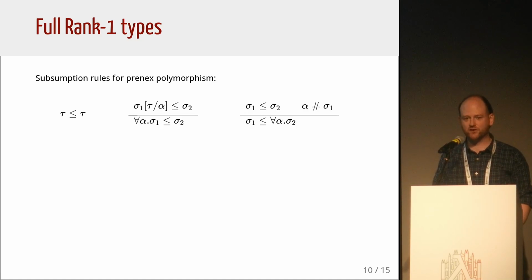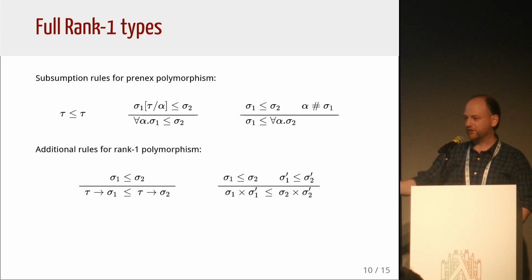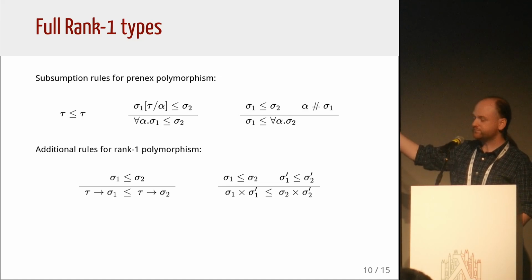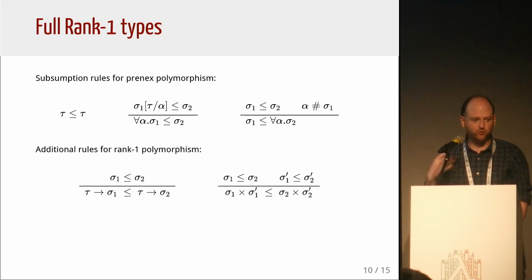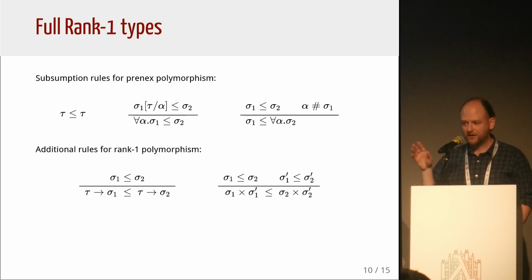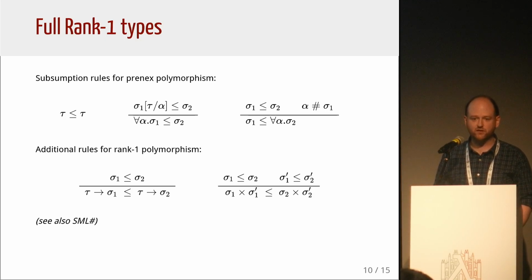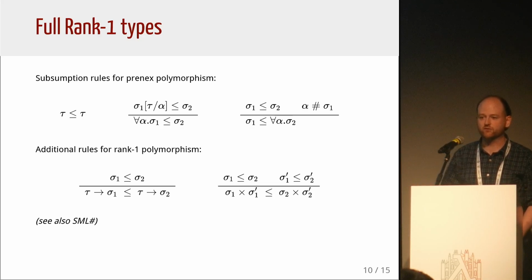To get from there to rank 1, we have to add two more rules that say we're just allowed to walk down the right-hand side of functions and into tuples. So that means we can do instantiation and rigid Skolem comparisons inside the right-hand side of functions or in the other side of tuples. This is not particularly new. This part of what I'm describing is actually implemented in the SML sharp implementation of ML.